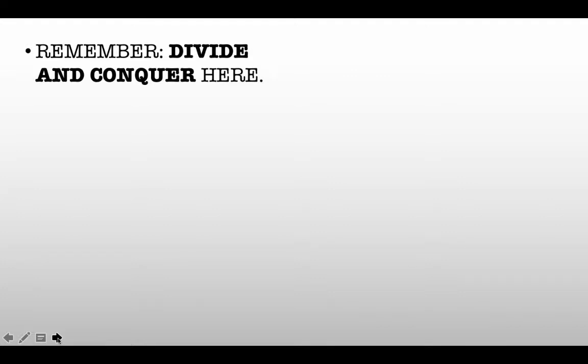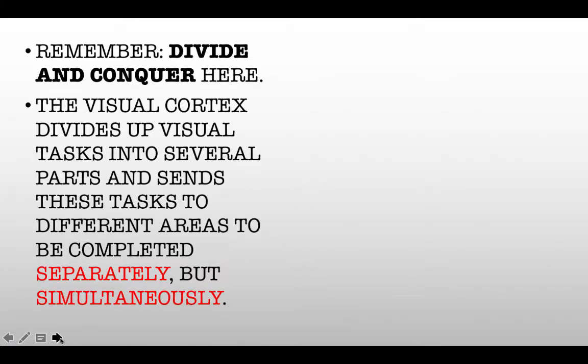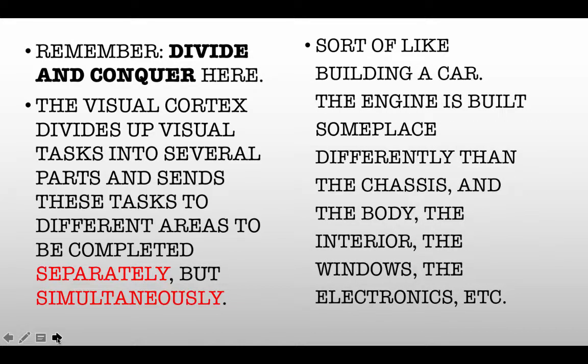Divide and conquer. And what divide and conquer basically means is our visual scene is divided into several different simpler aspects, and each one of those aspects of a visual scene is processed in a different area in our visual cortex at the same time and then brought together for recognition. So separate but simultaneously. This explains how we can do things so incredibly fast visually.